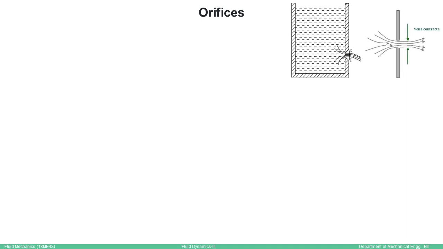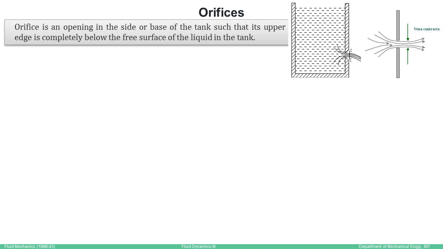Just to discuss some of the hydraulic coefficients, we take these orifices. An orifice is just an opening in the side or base of a tank such that its upper edge is completely below the surface of the liquid in the tank. As you can see in the sketch, the section CC is completely below the free surface of the liquid. And even in this case, we can observe the vena contracta of the jet there, where the jet area of cross section is minimum, the velocity is maximum and the pressure is minimum.